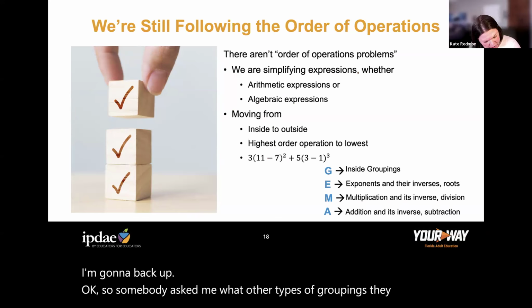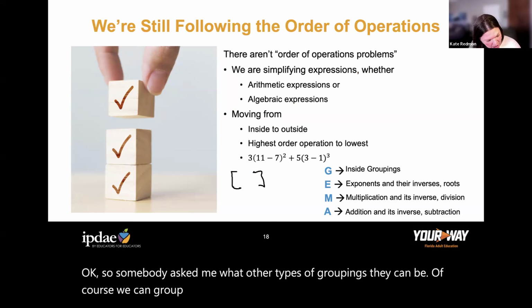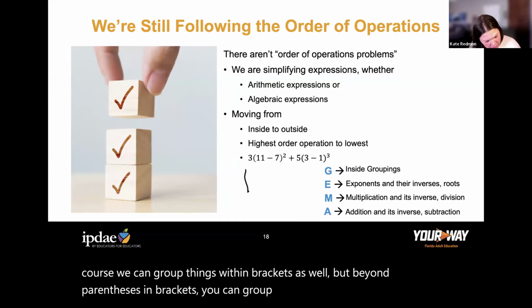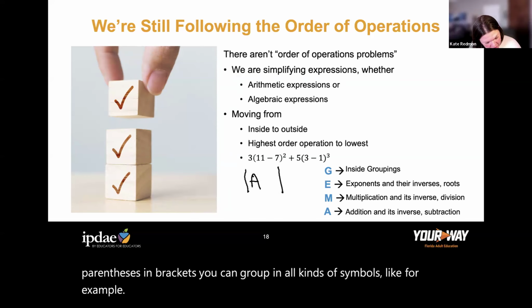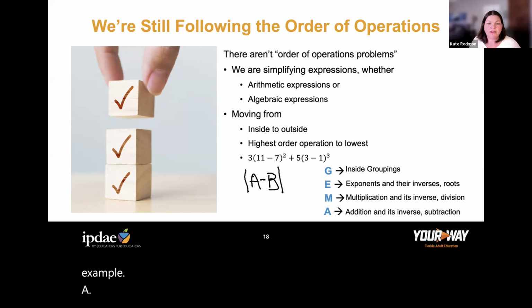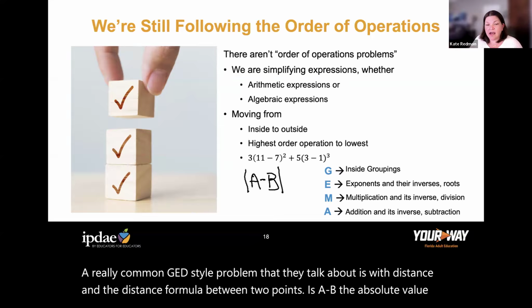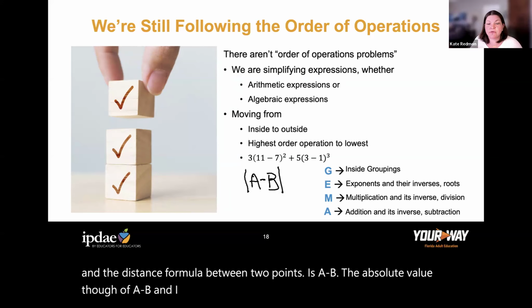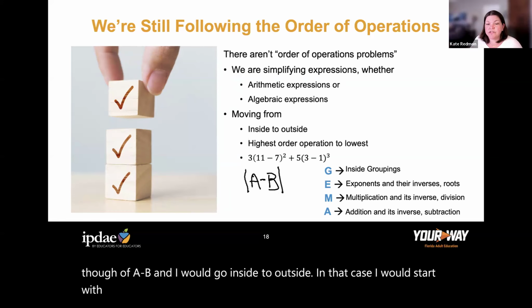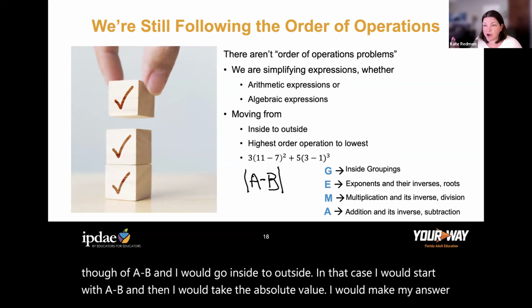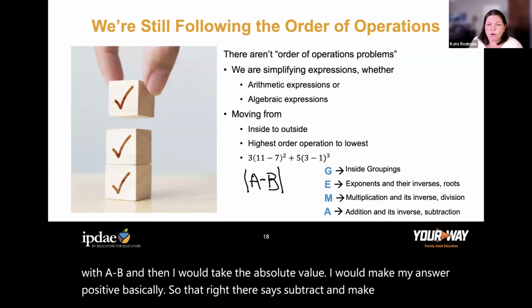Well, of course, we can group things within brackets as well, but beyond parentheses and brackets, you can group in all kinds of symbols. For example, a really common GED style problem is with distance. The distance formula between 2 points is the absolute value of A minus B. I would go inside to outside in that case. I would start with A minus B, and then I would take the absolute value. I would make my answer positive, basically. So that says subtract and make your answer positive.